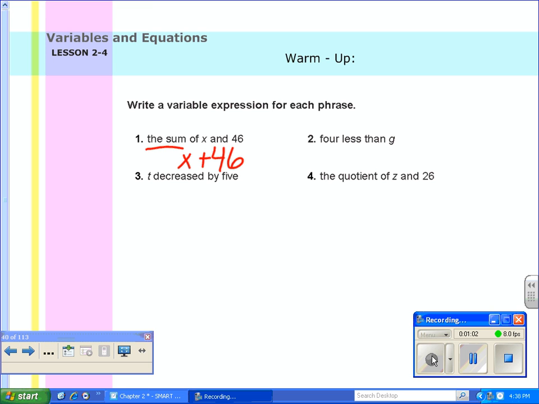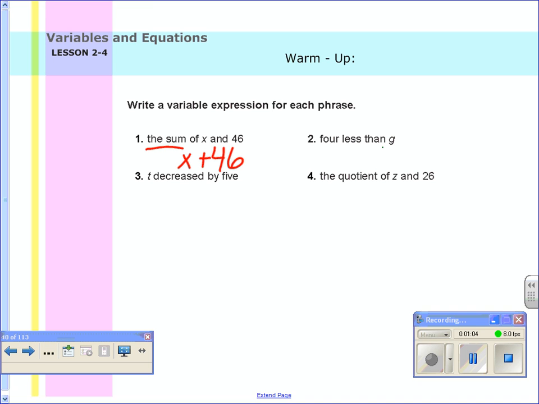All right, if I underline the keyword for number 2, that would be less than, which means to subtract. Now again, I have to be careful. It's saying 4 less than g. So really, on this one, you should write g minus 4, because they're taking 4 less than g. So g minus 4. Number 3, we have decreased by, which again tells me to subtract. And we have t being decreased by 5. So t minus 5 on that one.